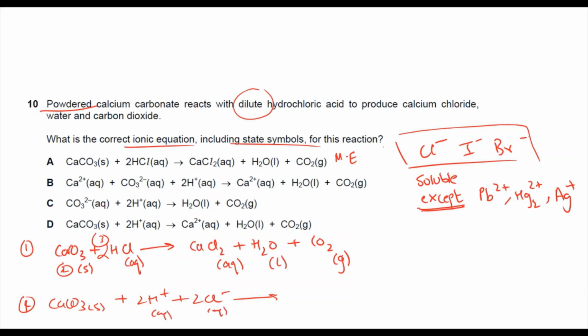Aqueous, calcium 2 plus, aqueous, plus 2 chloride, aqueous, plus H2O, which is a liquid, and CO2, which is a gas. So once you're done with the fourth step, the fifth step is to cancel out those things that are the same on either side. These things will always have the same charge, the same formula, the same molar ratio, and perhaps the same state symbol. So this gets cancelled out with this, right, because they're the same on either side. What you are left with is the final ionic equation.